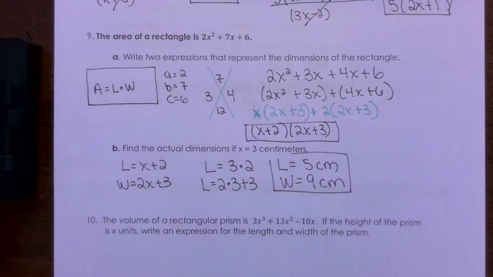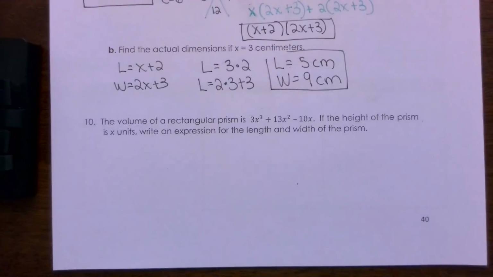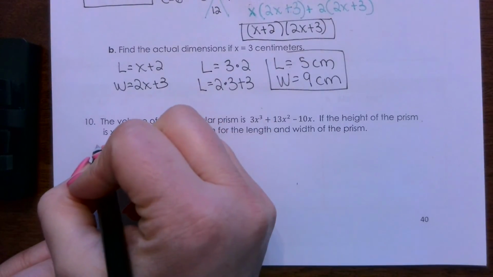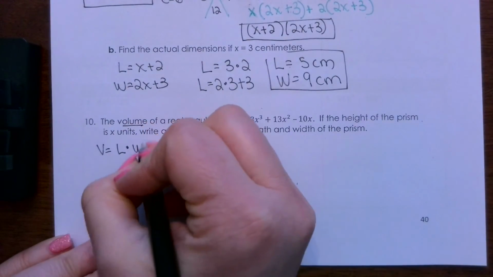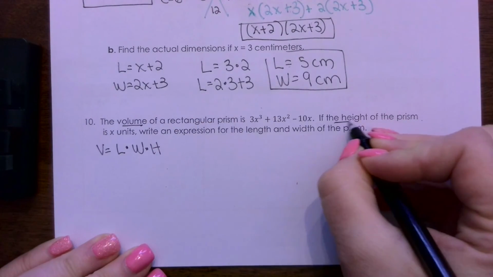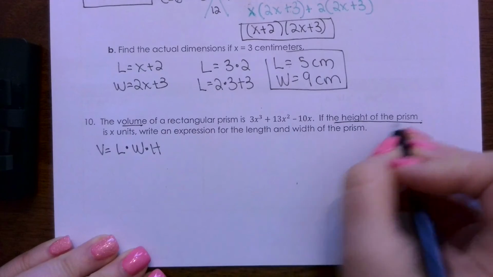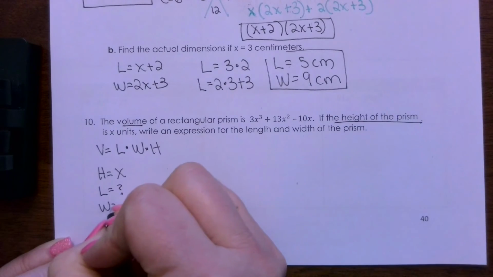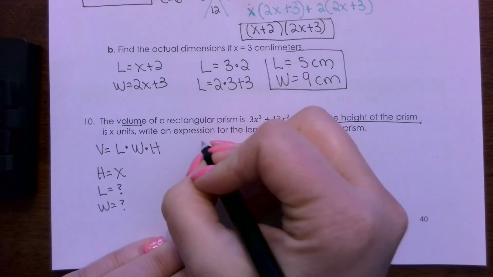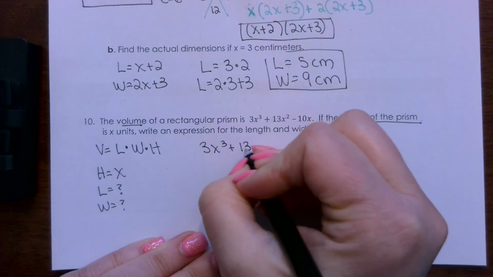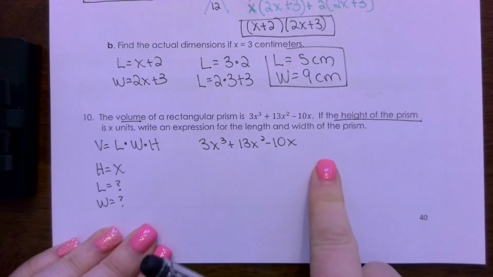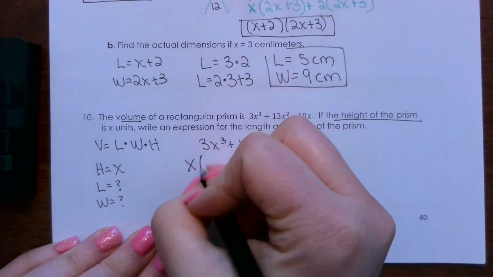There are my answers. Last problem on this is going to have us factoring to find the length, width, and height of a rectangular prism. So the volume of a rectangular prism is length times width times height. It looks like I already know that the height of the prism is x, so h equals x. And I'm looking for length and I'm looking for the width. So let's take a look at this trinomial. And I'm going to see if I can find a greatest common factor. And indeed, it looks like I can remove x from each term.